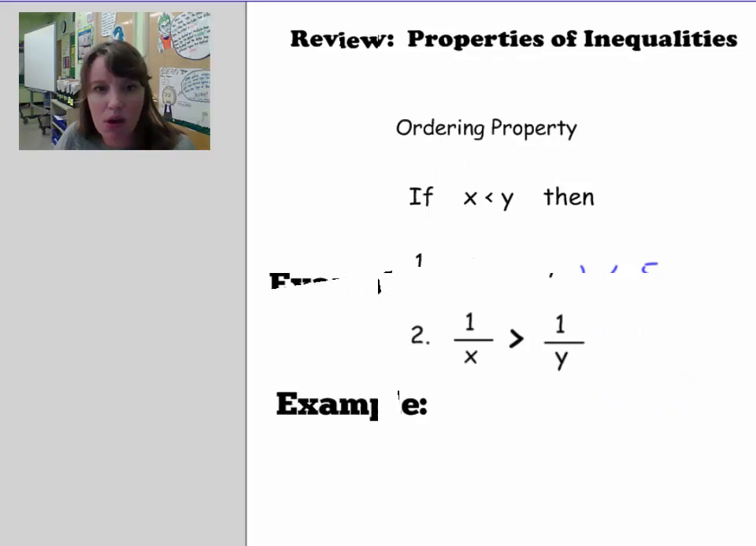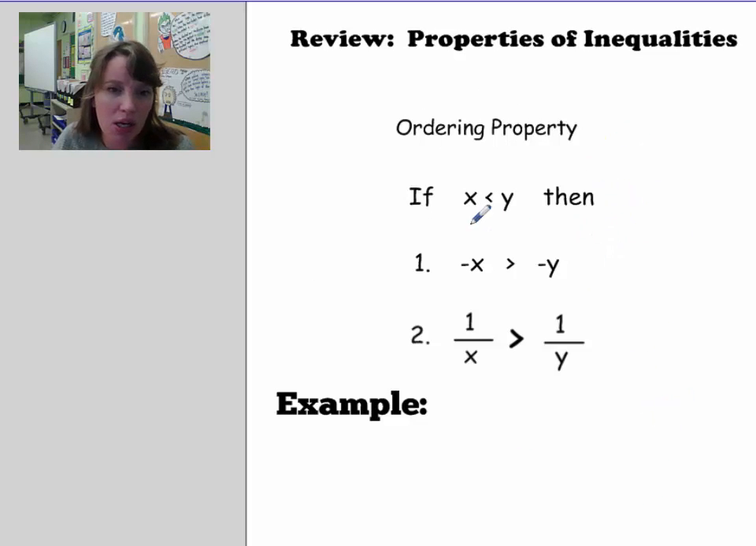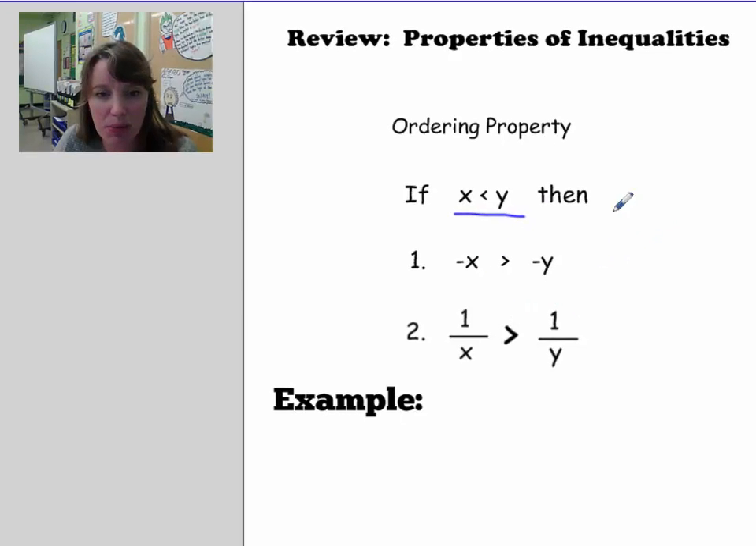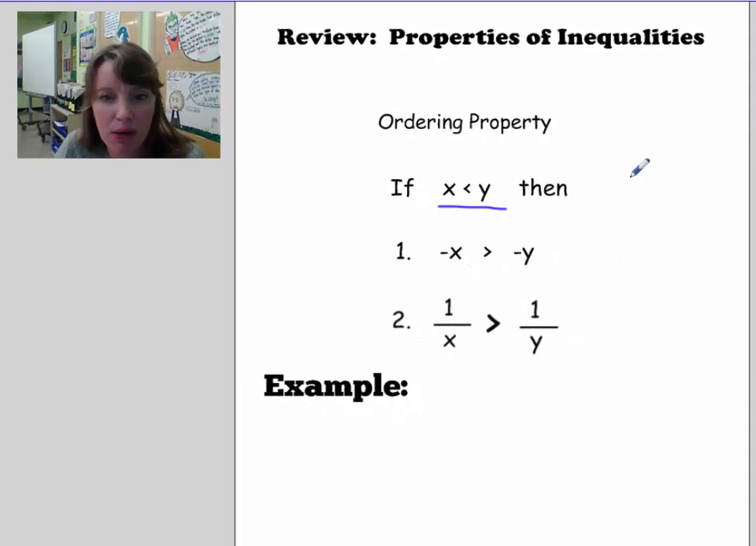Okay, another property, these are other ordering properties. So if we know that X is less than Y, then what we also know is that negative X is greater than negative Y. So for instance, I'm going to give you an example up here. Let's say that we have the numbers 3 is less than 5 here. So X is equal to 3 in this situation and Y is equal to 5. So if 3 is less than 5, which it is, we know that negative 3 is greater than negative 5 because that's the way that negative numbers work.